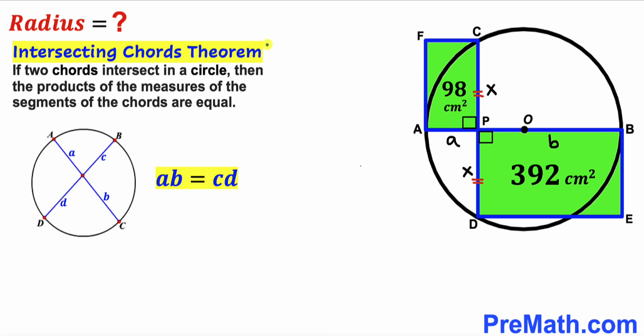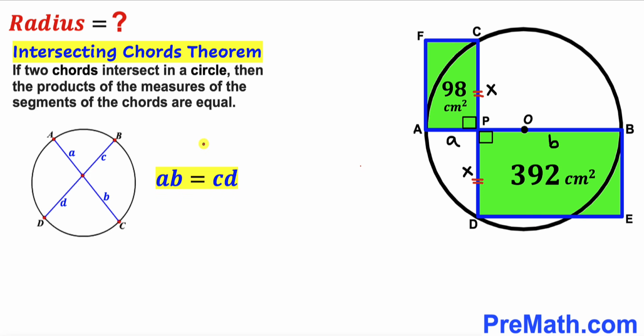Now let's recall the intersecting chords theorem. According to this theorem, if two chords intersect in a circle, then the products of the measures of the segments of the chords are equal, as you can see in this given diagram. Here we have two chords AC and BD, and they intersect each other at this point. As a result, we end up with segment A, segment B, segment C, and segment D, such that A times B equals C times D.